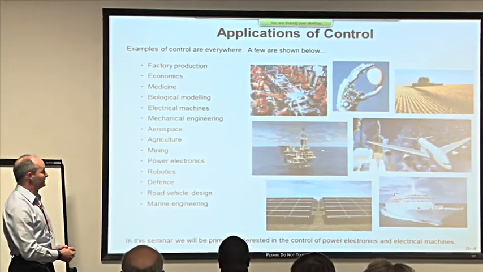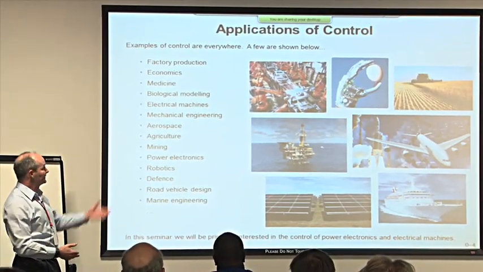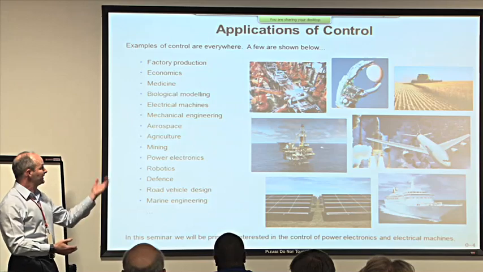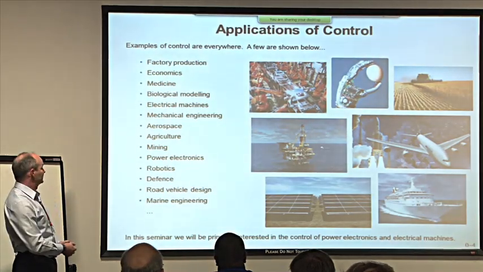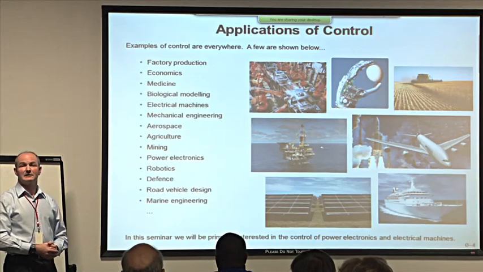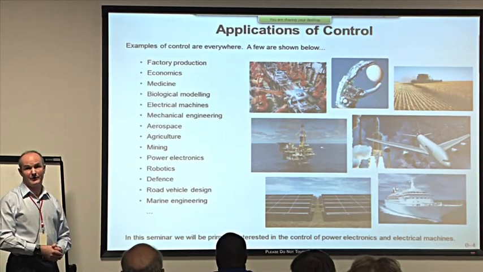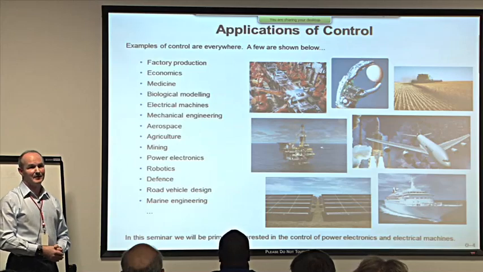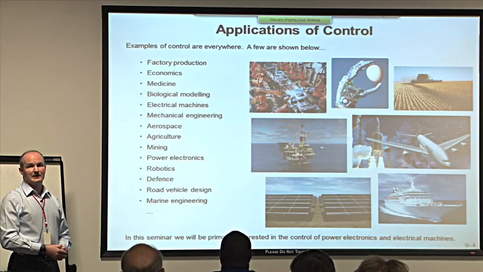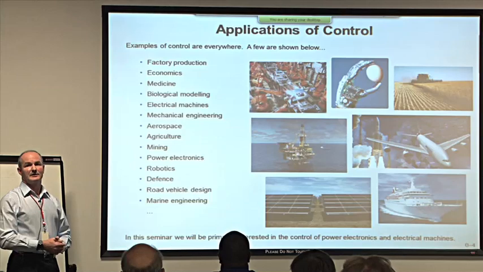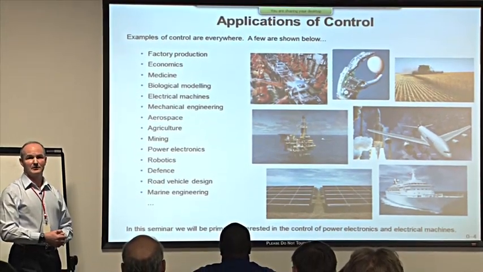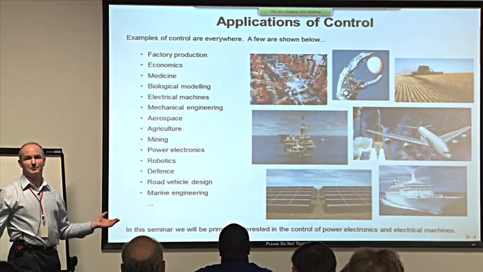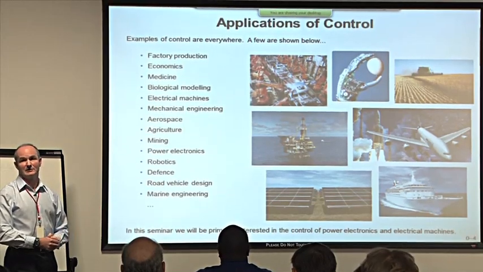You can imagine controllers involved in some way. Here, for example, we have factory automation, robotics, agriculture, oil and gas, aerospace. You can read the list as well as me. All of these things are reliant on control theory in one form or another. But a point I want to make is that at a certain level, the theory is identical across all of these disciplines. So control theory is something that underpins a broad range of engineering disciplines.